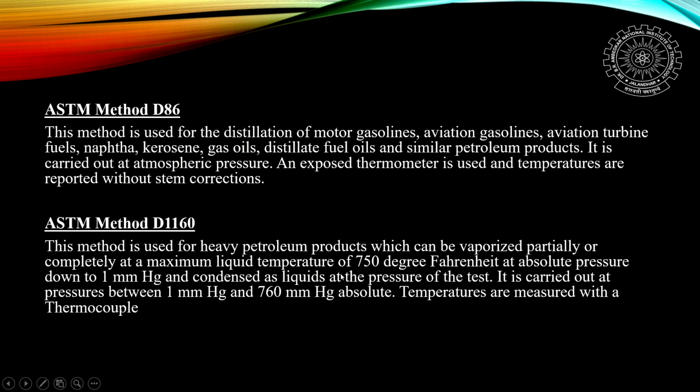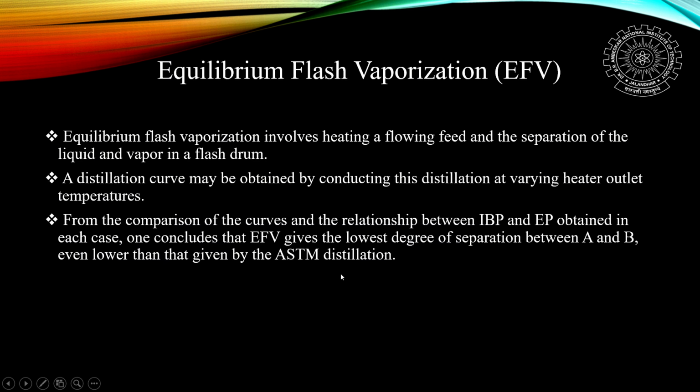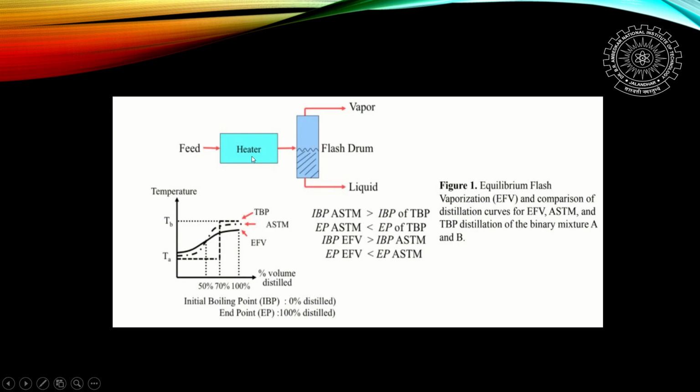Okay, so now moving on to the third distillation method, that is equilibrium flash vaporization. Basically this involves heating a flowing feed, and the separation of the liquid and the vapor in the flash drum. We'll see it in the next slide. Let me show you the slide. Okay, this one is the slide.